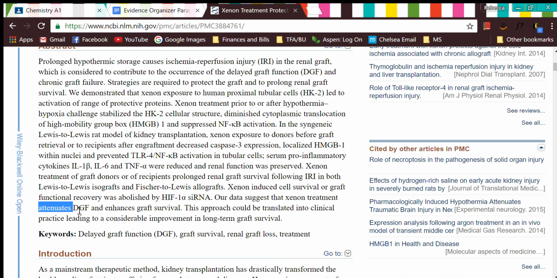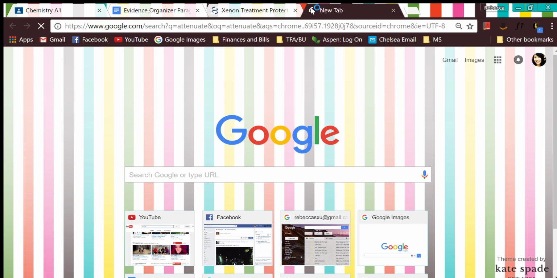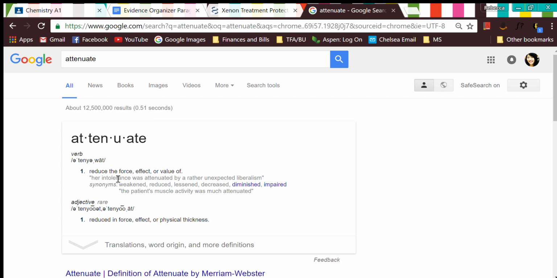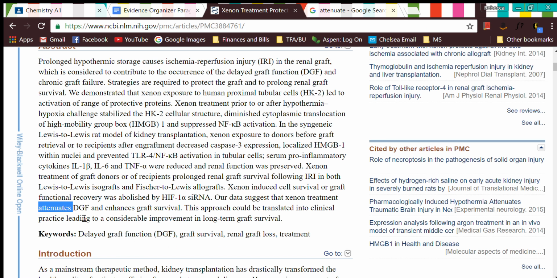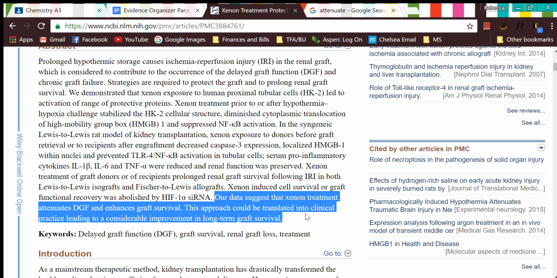If you don't know what a word means, just look it up. What does attenuate mean? It means reduce. Okay. So it can reduce this thing, which is chronic graft failure, DGF. So this sounds like information you want.